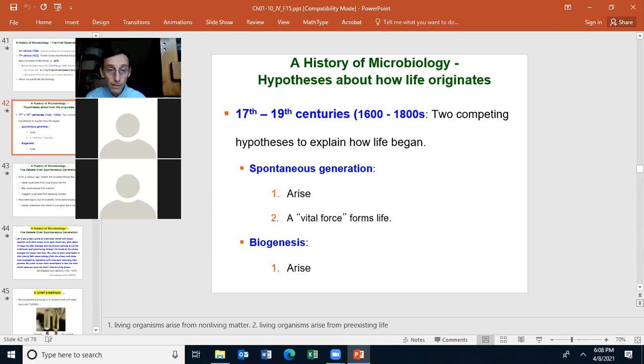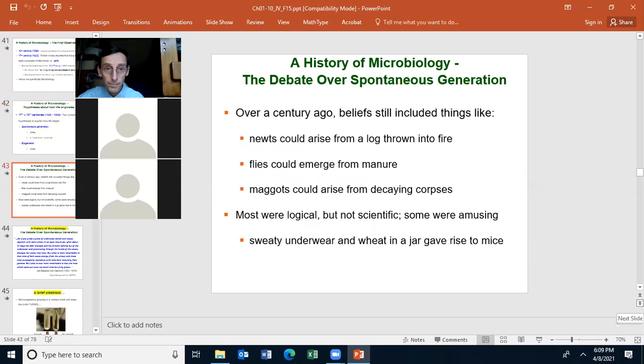The competing theory was biogenesis, that living forms, new living forms, arise from pre-existing living forms. For example, it'd be very obvious that a baby comes about from his parents or her parents. Any question about that? So those were the two competing theories about how life originated.